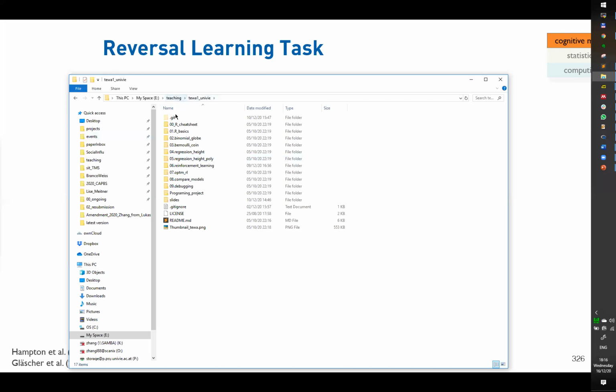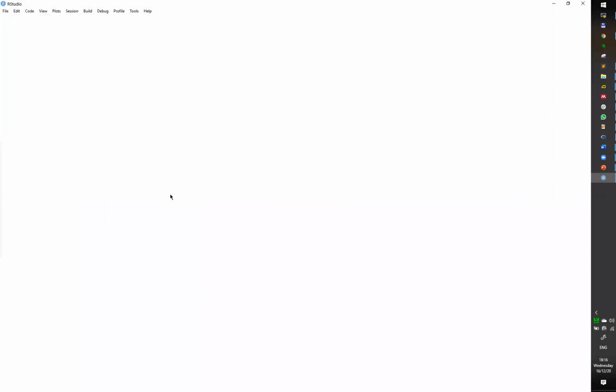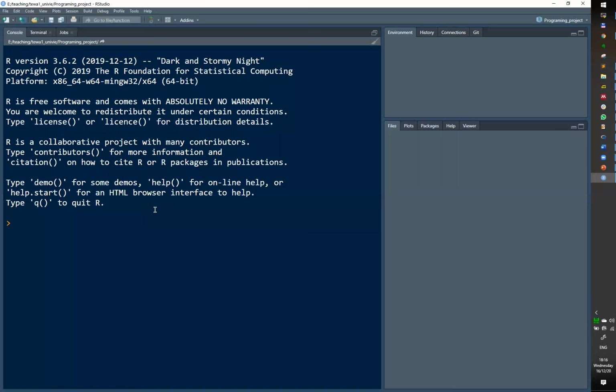So this is the folder on GitHub already, and then there's a subfolder called program project. The structure is more or less prepared already. What you do is double click this shortcut so that the RStudio program will be opened. And then you will see here, just a sec, it's quite slow.